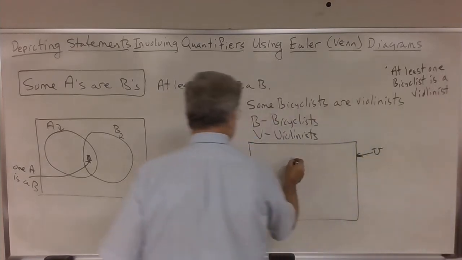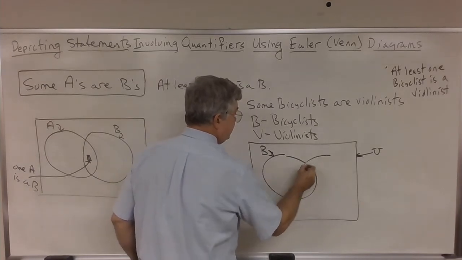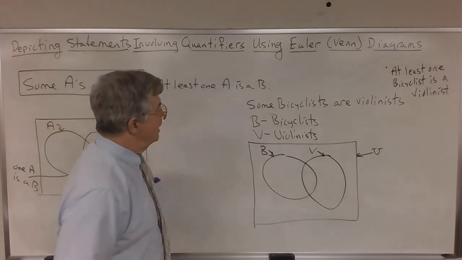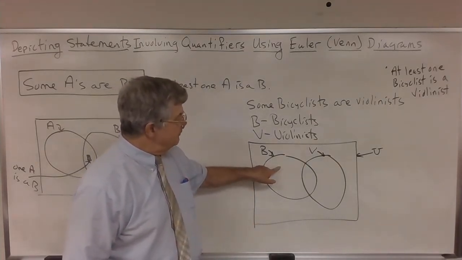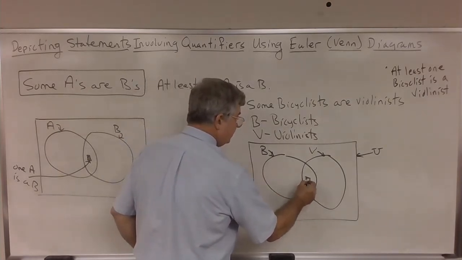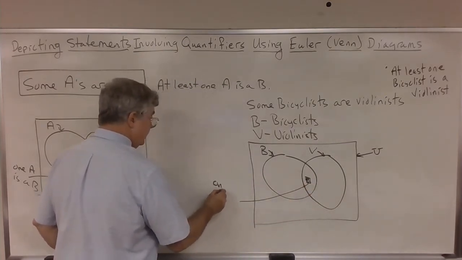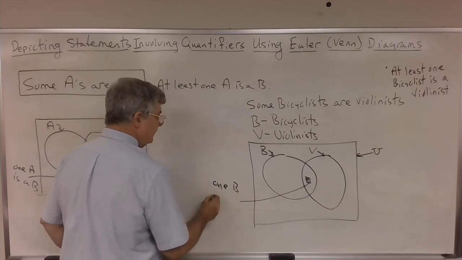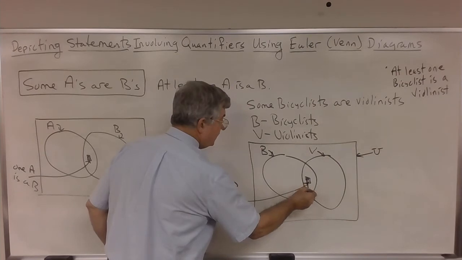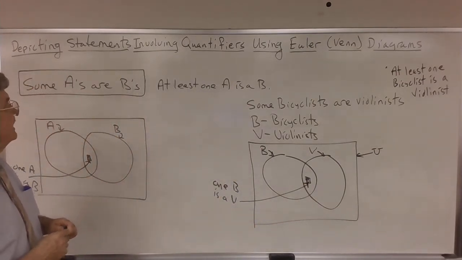So we draw the bicyclist circle, and we draw the circle for violinists. And at least one of the bicyclists has to be in the violinist circle. So we'll just draw a little square there. And at least one bicyclist is a violinist. So this is our Venn diagram to show that some are, or at least one is.